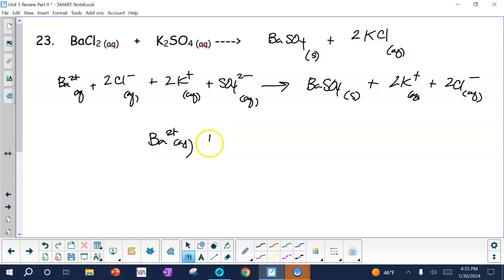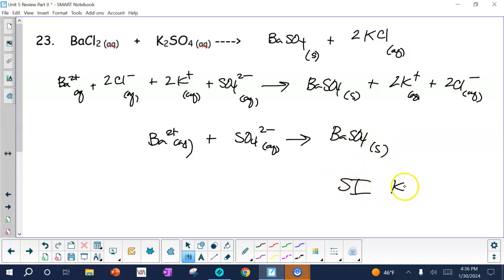Did chlorine change? No. Did potassium change? No. Did sulfate? Yes. And so we have sulfate anions, and they're going to turn into barium sulfate. For my net ionic, there's the solid. Spectator ions: potassium and chloride.